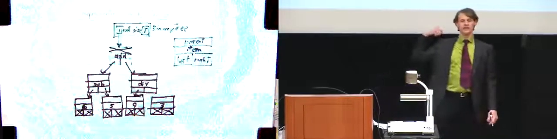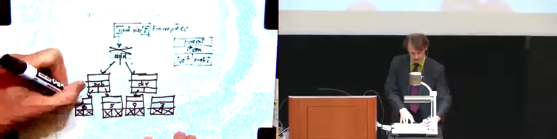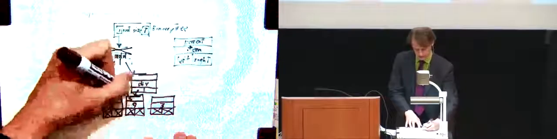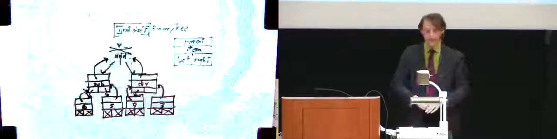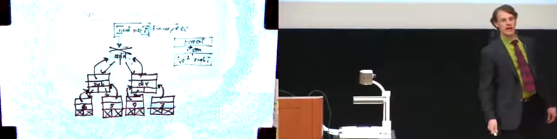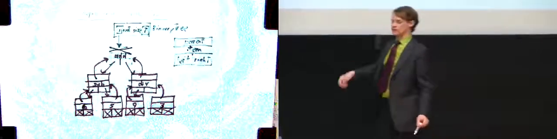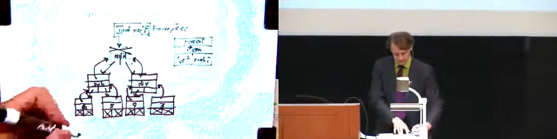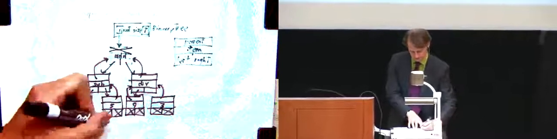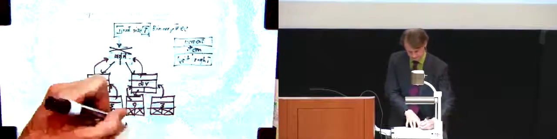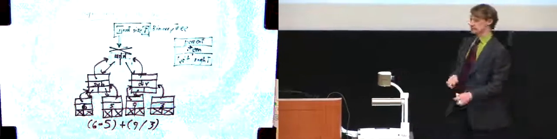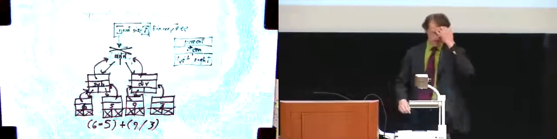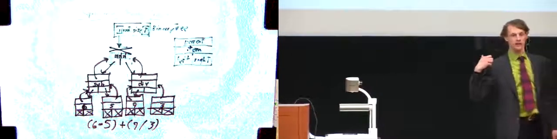And every node is going to have a pointer to its parent, except for the root node, which has no parent. So that's what a binary tree looks like to represent the expression 6 minus 5 plus 9 divided by 3. Any questions about that, how we represent a binary tree?